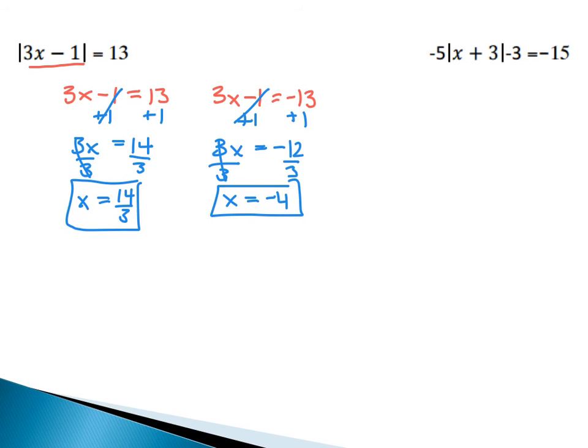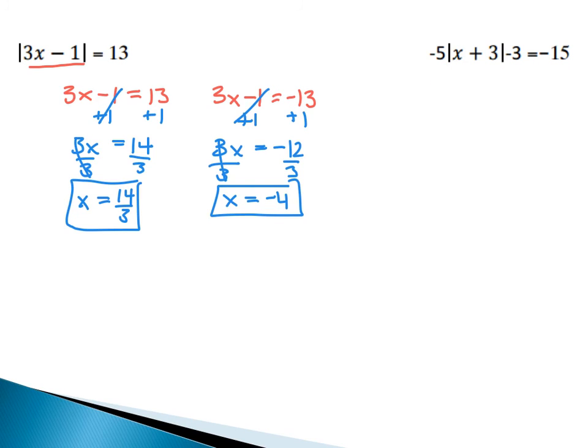Okay, next one. We have negative 5 times the absolute value of x plus 3, minus 3, equals negative 15. Some of you might say right away, whoa, negative on here, the absolute value can never be a negative. Well, here we go. I see this negative 5 and negative 3. Don't see this right away and say no solution. You need to isolate the absolute value first before you start thinking about that negative at the end.